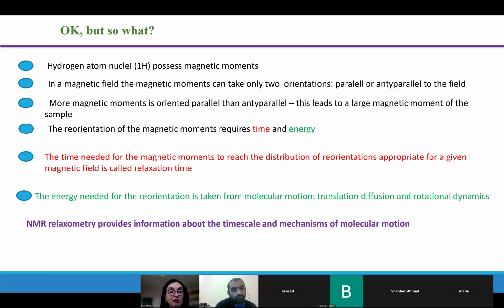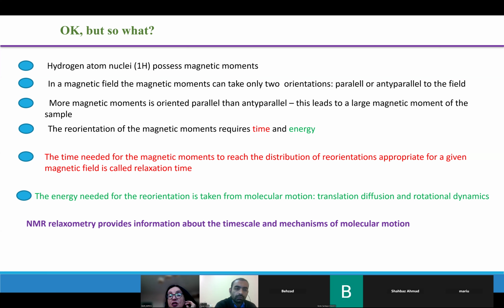I will explain this in a moment. Let me only finish this story that I said here, that the energy is taken from molecular motion, for instance, such as translation and rotation dynamics, and this is not clear at this moment. I mean, we spoke about translation.